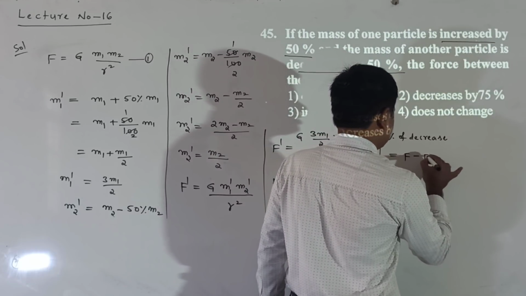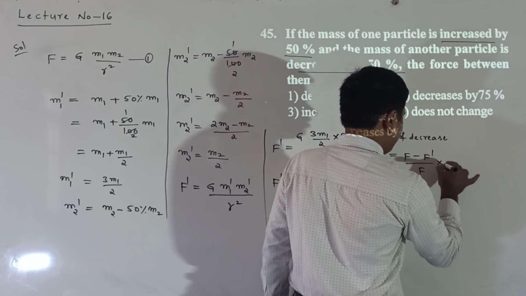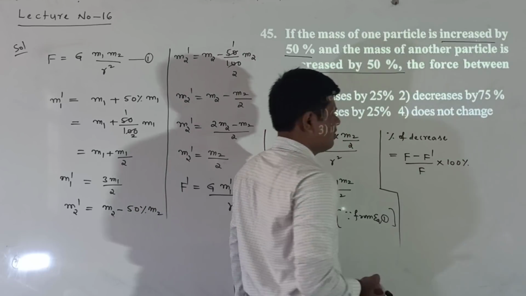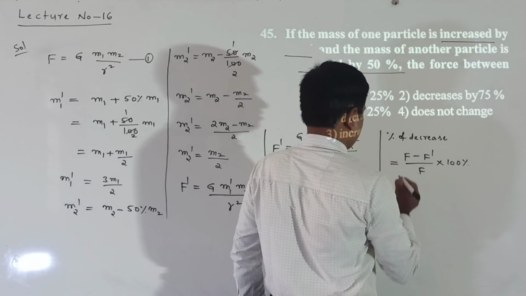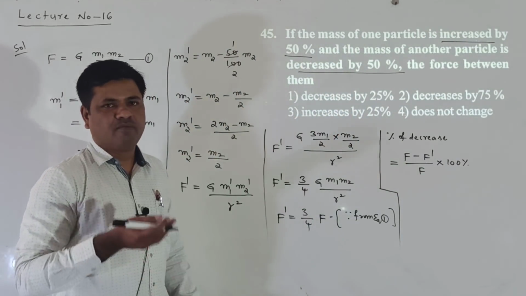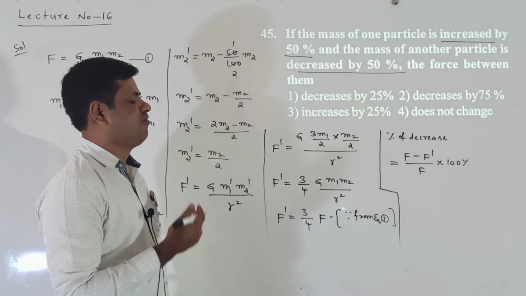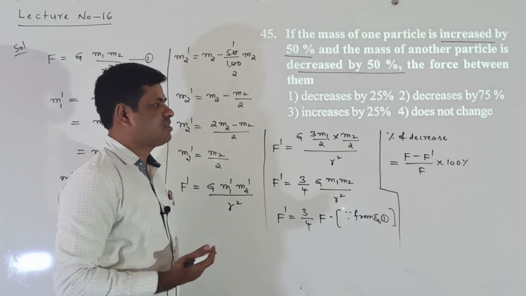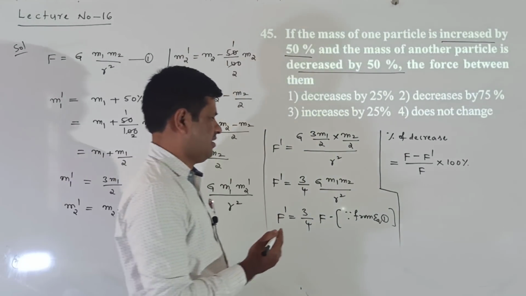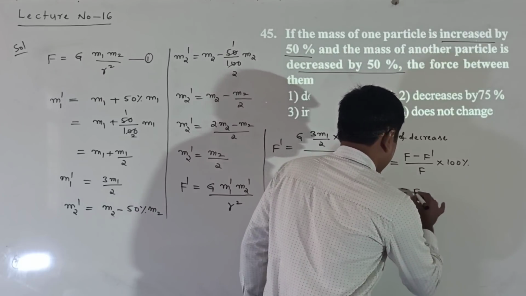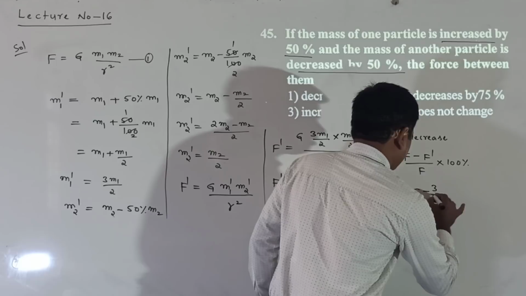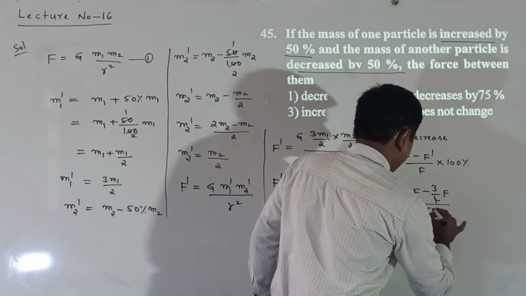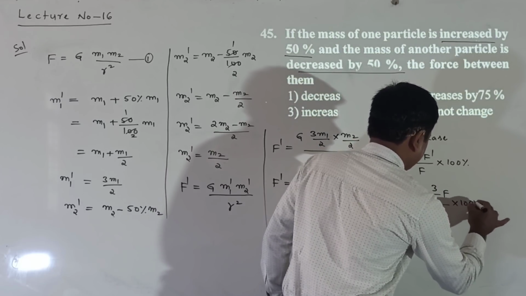Means F minus F dash by F into 100%. This is the formula for finding the percentage of decrease: initial force minus final force by initial force into 100%. By doing this, we can get the percentage of decrease. Here F minus final force F dash, F dash is equal to 3F by 4, by F into 100%.